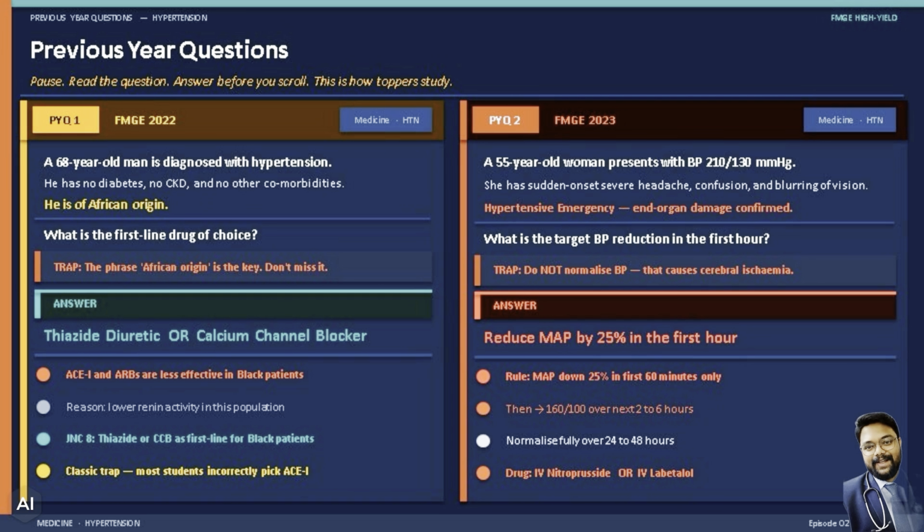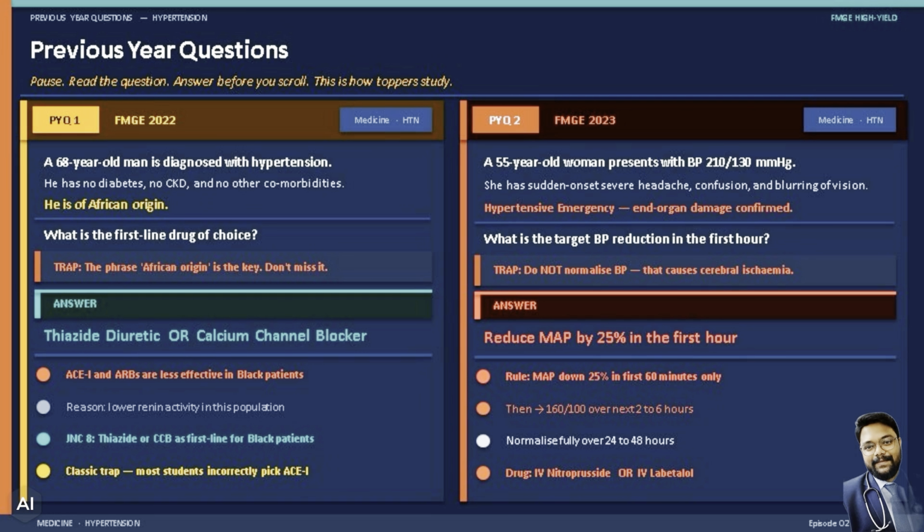The trap here is the phrase African origin. Answer: thiazide diuretic or calcium channel blocker. ACE inhibitors and ARBs are less effective in black patients due to lower renin activity. JNC8 specifically recommends thiazide or CCB as first line for black patients. This is a classic FMGE trap. Students who don't know this pick ACE inhibitor.